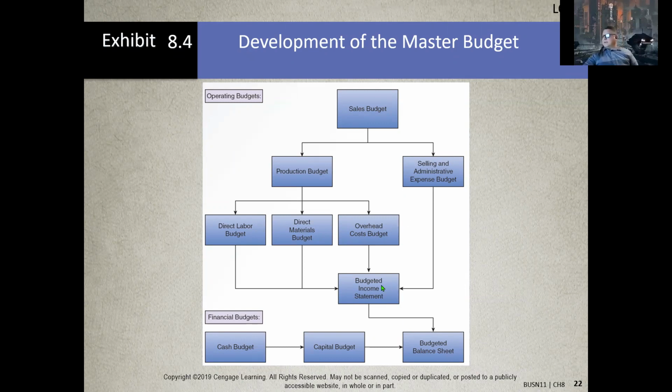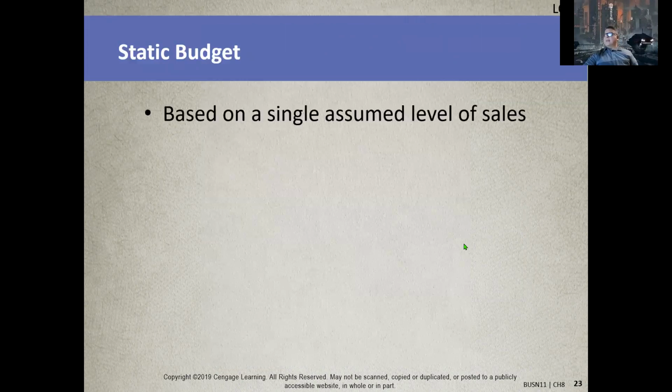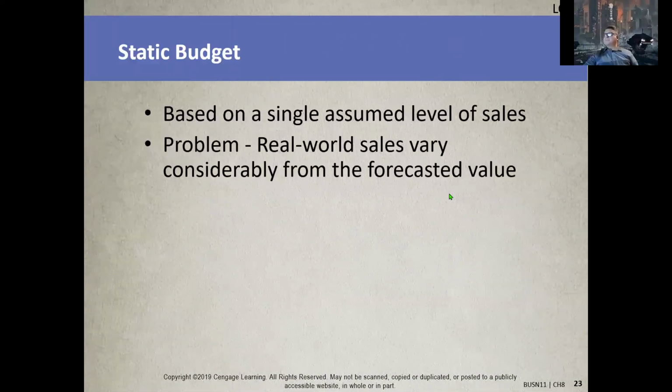And then you have the budgeted income statement, the capital budget, and the budgeted balance sheet. So all those come into play. A static budget is based on a single assumed level of sales, the real world sale, and the problem with that is real world sales vary considerably from the forecasted value.